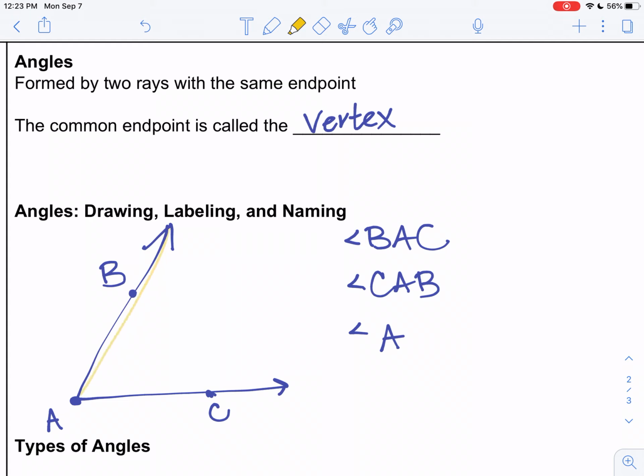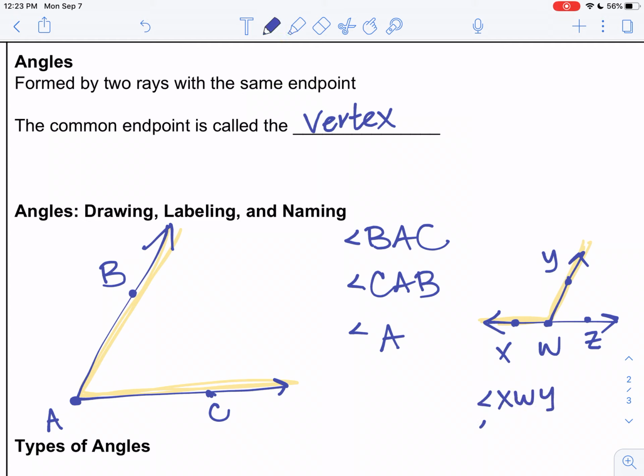Because there is only one angle that I could possibly be talking about, I can name it with a single letter. If I have a different instance where I have something that looks like this, if I want to refer to this angle that's hanging out on the left-hand side, the appropriate names for this would be angle XWY or angle YWX. I could not call this angle W because I don't know which part of angle W I'm referring to. So I would need to name that with 3 points.